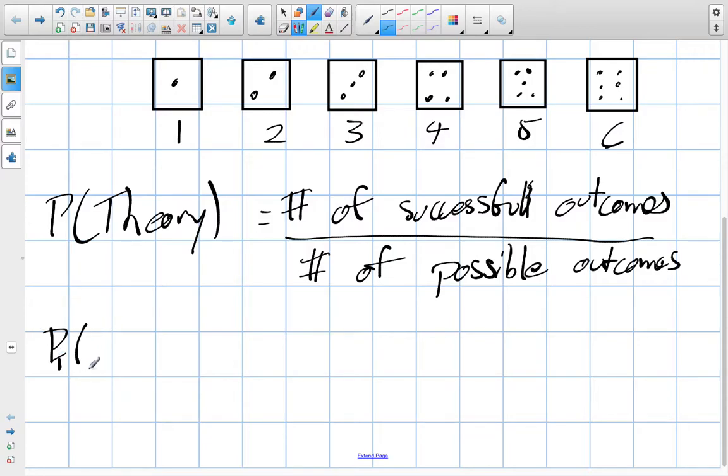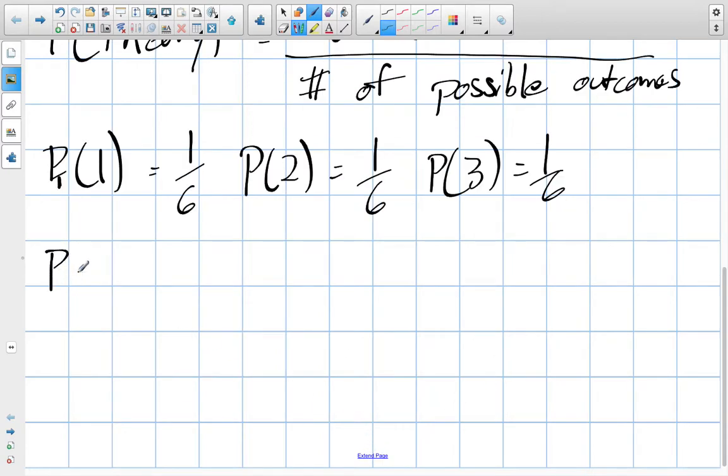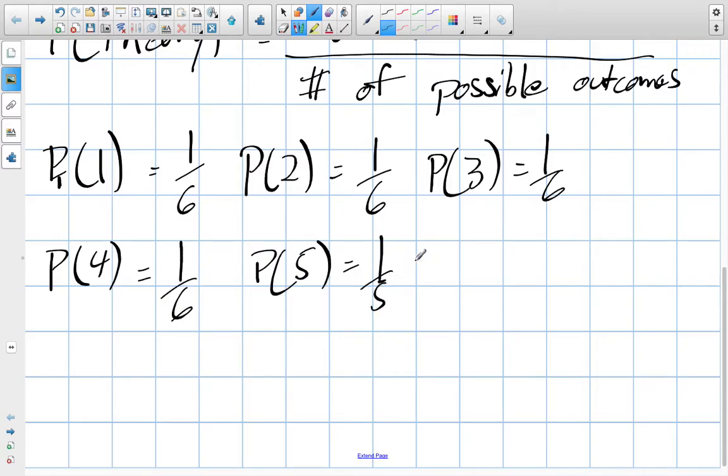So probability in theory of getting a 1, well, there's 1 out of a possible 6 sides, so you have a 1 in 6 chance. And since we're going to assume this is an evenly weighted die, so it's a fair die, the probability of getting a 2 would also be 1 out of 6. Probability of getting a 3, also 1 out of 6. Probability in theory of getting a 4, 1 out of 6. Probability of getting a 5, 1 out of 6. And probability of getting a 6, surprise, surprise, is, in theory, 1 in 6.